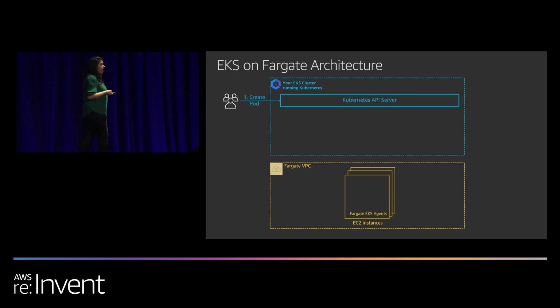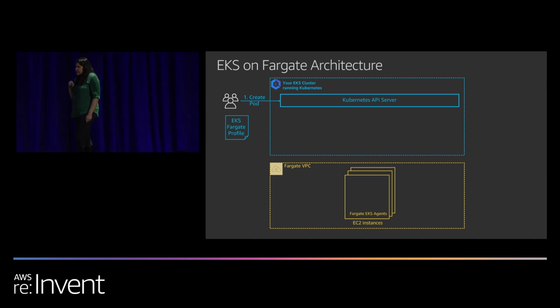So when you create a pod, it hits the Kubernetes API server, which is a standard component in Kubernetes. And then we've introduced this concept of an EKS Fargate profile. And the profile basically gives us some additional information that we need to launch your pod on Fargate. And one of the things you can specify in the EKS Fargate profile is a set of rules based on namespaces and labels that tell us whether we should route a pod to Fargate or route it to EC2 instances that are running in your account as before.